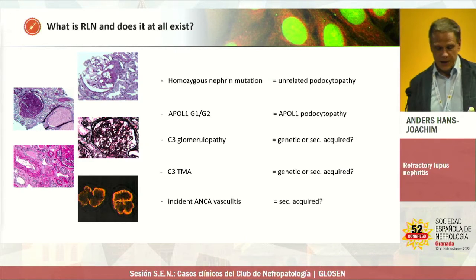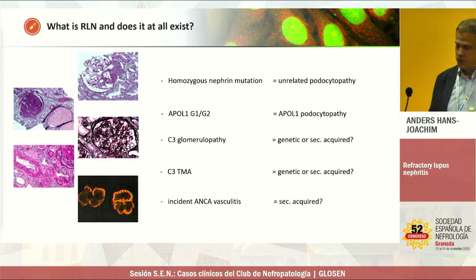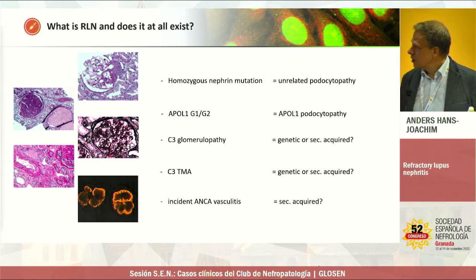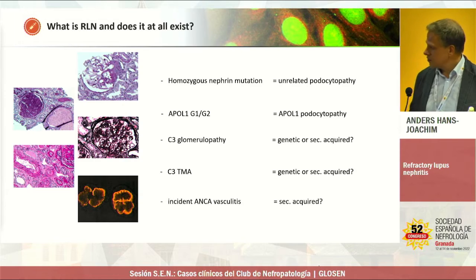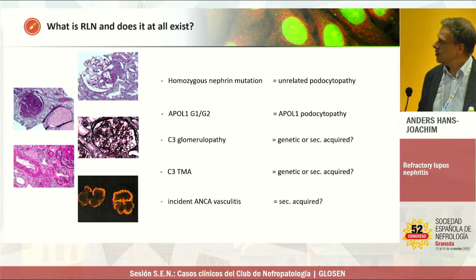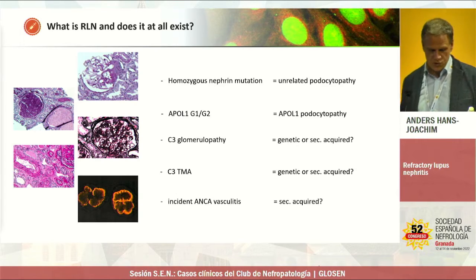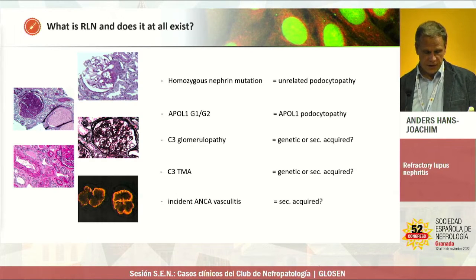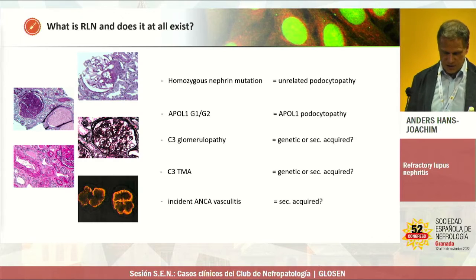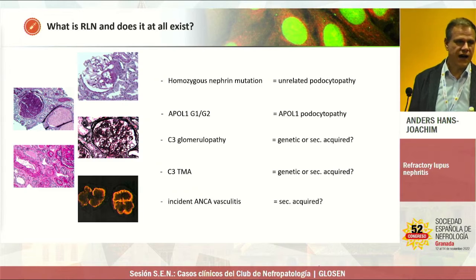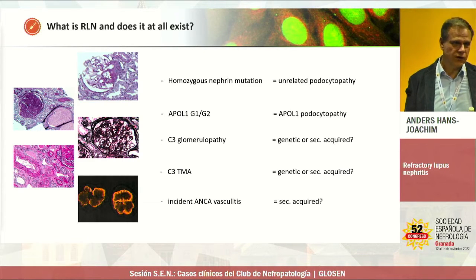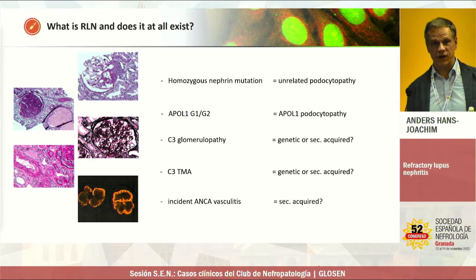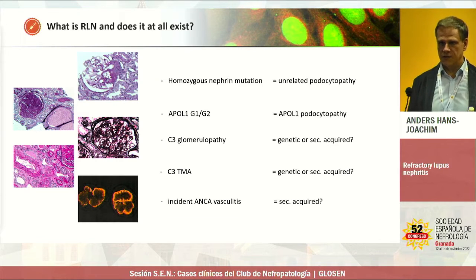So we do rebiopsies in patients that don't respond, and we found a couple of interesting things. The first 2 are genetic diagnoses. So in this second round of diagnostics, we also do genetics, like in steroid-resistant nephrotic syndrome, and I will show you the case later on. But with a rebiopsy, we found other things like C3GN or C3-TMA. And we even found an incident ANCA vasculitis in a patient that was treated with induction therapy for lupus nephritis. All of a sudden had ANCA and vasculitic lesions in the biopsy. So, I mean, these things occur.